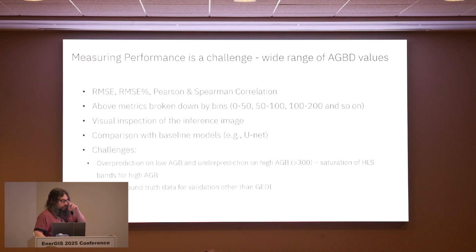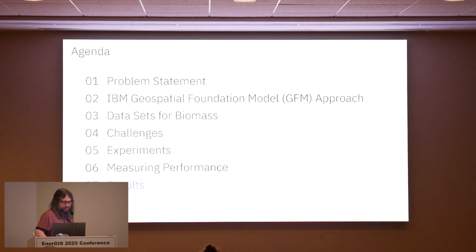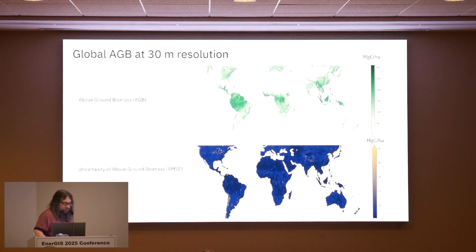So like I mentioned, there's sparse ground truth data for validation other than JEDI. So at first, we did this for countries at a time. We started with Brazil and Portugal because we had more species data there as well. But at the end of it, we basically picked all of the biomes in the world, picked one year, and generated an AGB map for the whole world.